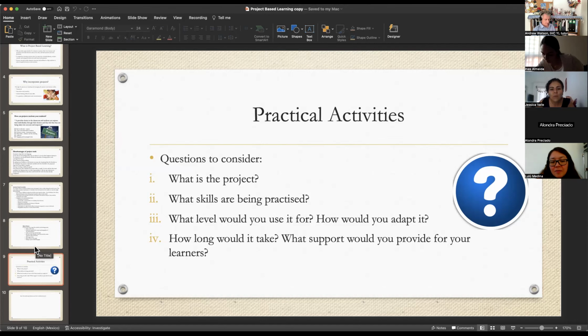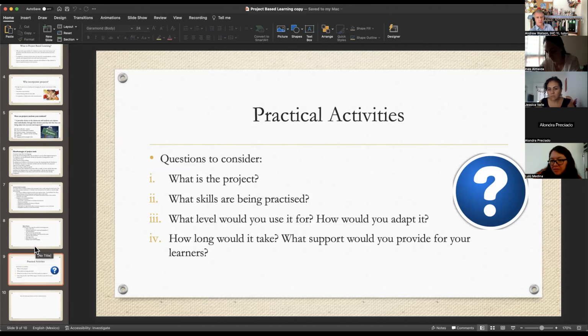Then what level would you use it for and how would you adapt it? We said that we can use it for any age, but you will have to adapt. If you're going to do it with first grade, of course they are not going to learn all the story, but they can see some videos and you can explain them and you can play with them and help them, and at the end they can dance or do something.